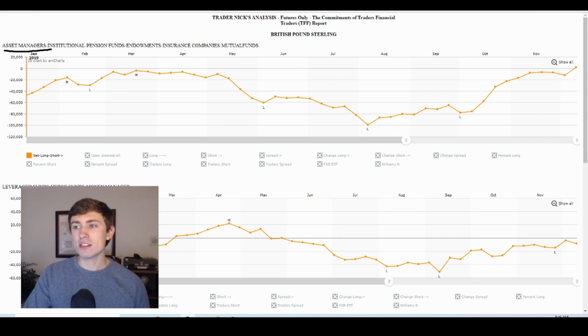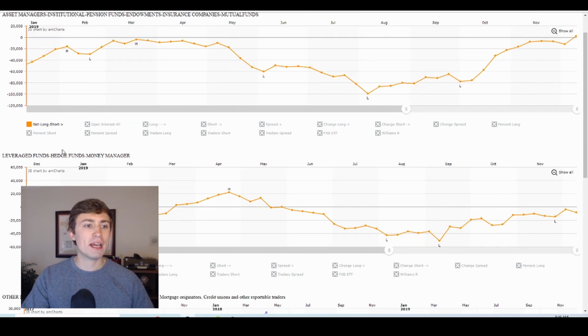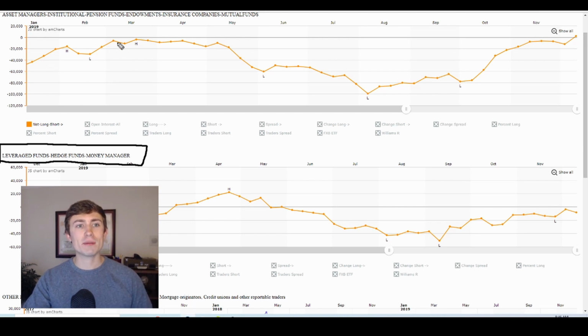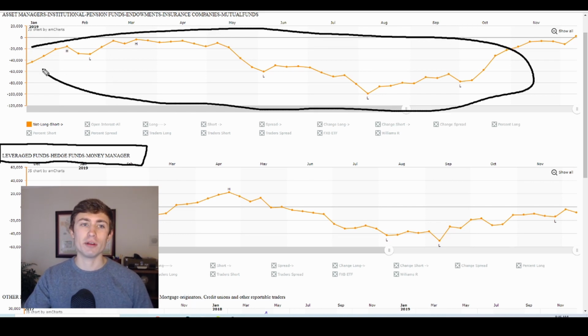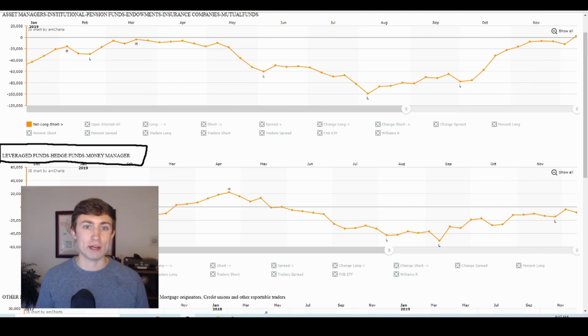Now, I want to add on to this, guys. If we zoom down here, take a look at what we have down here. This is our leveraged funds. Leveraged funds are also interesting to take a look at, because remember, when we were talking about this, a lot of this is not speculative money. This is just money flow from institutions in transactions, right? So the asset managers may or may not be speculating, right?